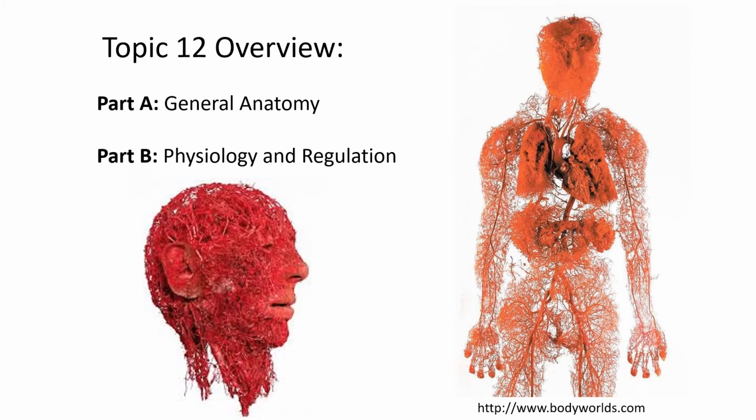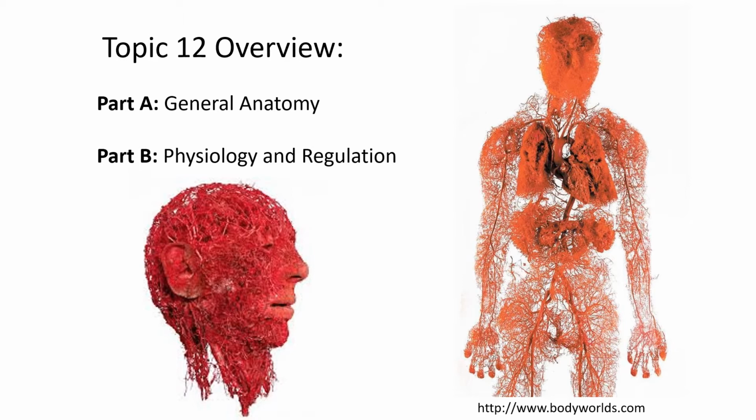We'll start with the general anatomy, the general layout of the system, and we'll also look at the histology of the tissues. We'll do that in part A, and then in part B, we're going to look at the physiology and regulation of blood pressure and of the cardiovascular system itself.